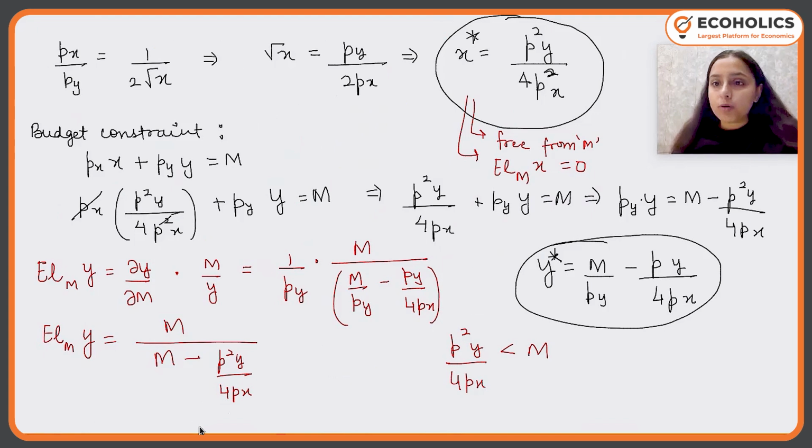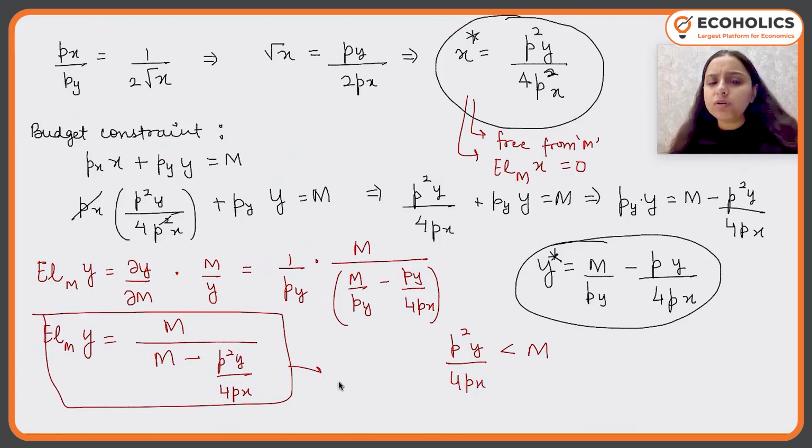If you're not sure about the elasticity of Y over here, you can see that this is the expression I'm getting. So will it be equal to 0? Never, because M cannot be 0. But when can it be closer to 1? When this term is very small compared to M, and M minus this is nothing but equal to M. So this term is basically equal to 0. So if this term is closer to 0, then M upon M will be closer to 1 over here.